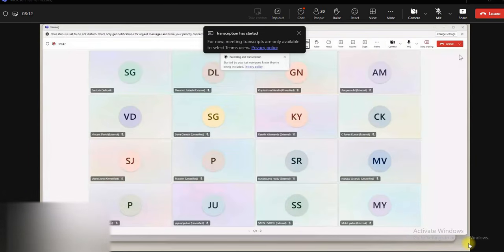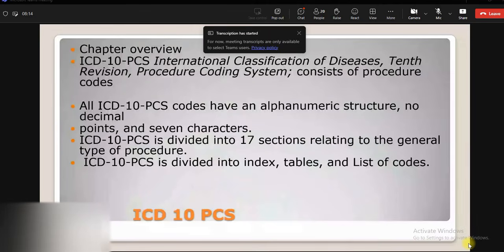See, ICD means International Classification of Diseases, 10 means 10th revision, and PCS means Procedure Coding System. This consists of procedure codes. All ICD-10 PCS codes have an alphanumeric structure.